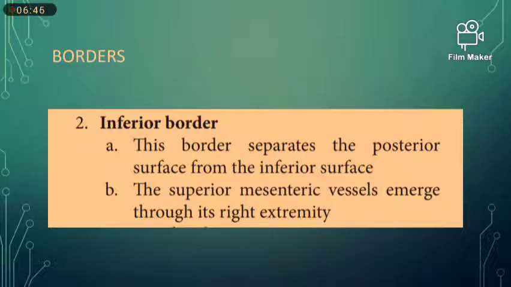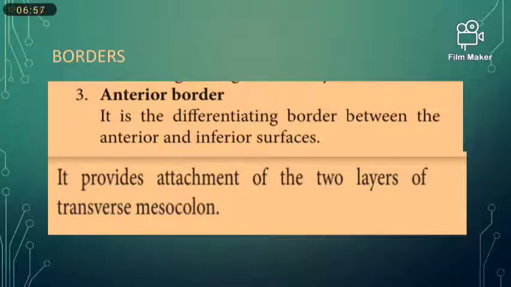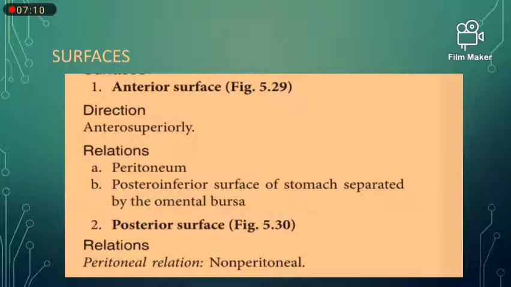The inferior border separates the posterior surface from the inferior surface. The superior mesenteric vessels emerge through its right extremity. Then the anterior border is the differentiating border between the anterior and inferior surfaces. It provides attachment to the two layers of the transverse mesocolon. Surfaces: the anterior surface, whose direction is anterosuperior. Relation is peritoneum, and the posterior inferior surface of the stomach, separated by the omental bursa.